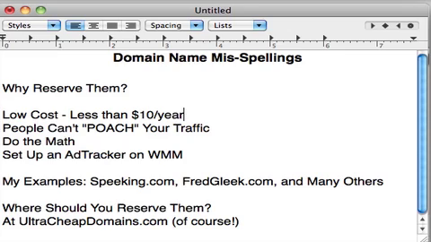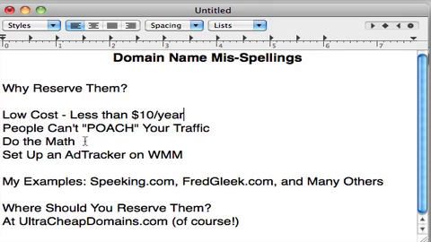They're actually taking some of my traffic that is legitimately mine, but just because someone misspelled it, they're going somewhere else and buying something else. So what I ask you to do here is, it's low cost, less than $10 a year to reserve it, and of course you reserve it with ultra cheap domains, but then people can't poach your traffic.